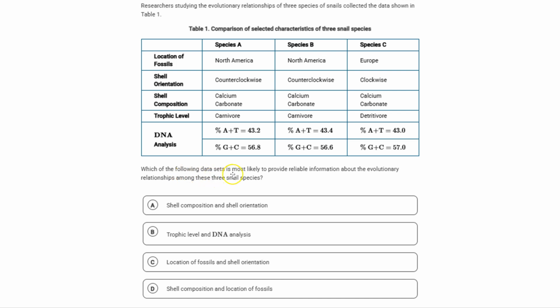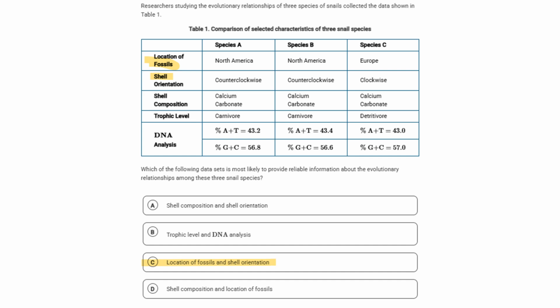Which of the following data sets is most likely to provide reliable information about the evolutionary relationship among these 3 snail species? So out of all of that data, which one would you think shows the best information about evolution? Pause. All right. And the answer is, drumroll please, C. Hopefully fossils, you were like, okay, yeah, I'm going to pick fossils for sure.